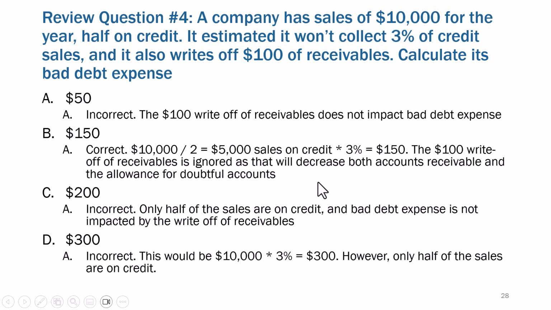So we take the 10 grand of total sales, divide it by 2. We sold 5 grand on credit times the 3% uncollectible is $150. We ignore that write-off of the receivables. We ignore what's in the accounts receivable. We ignore what's in the uncollectible accounts if there was something. All we do is percent credit sales multiplied by a percentage. If it had been the aging approach, then we would have had to do the more complex analysis.